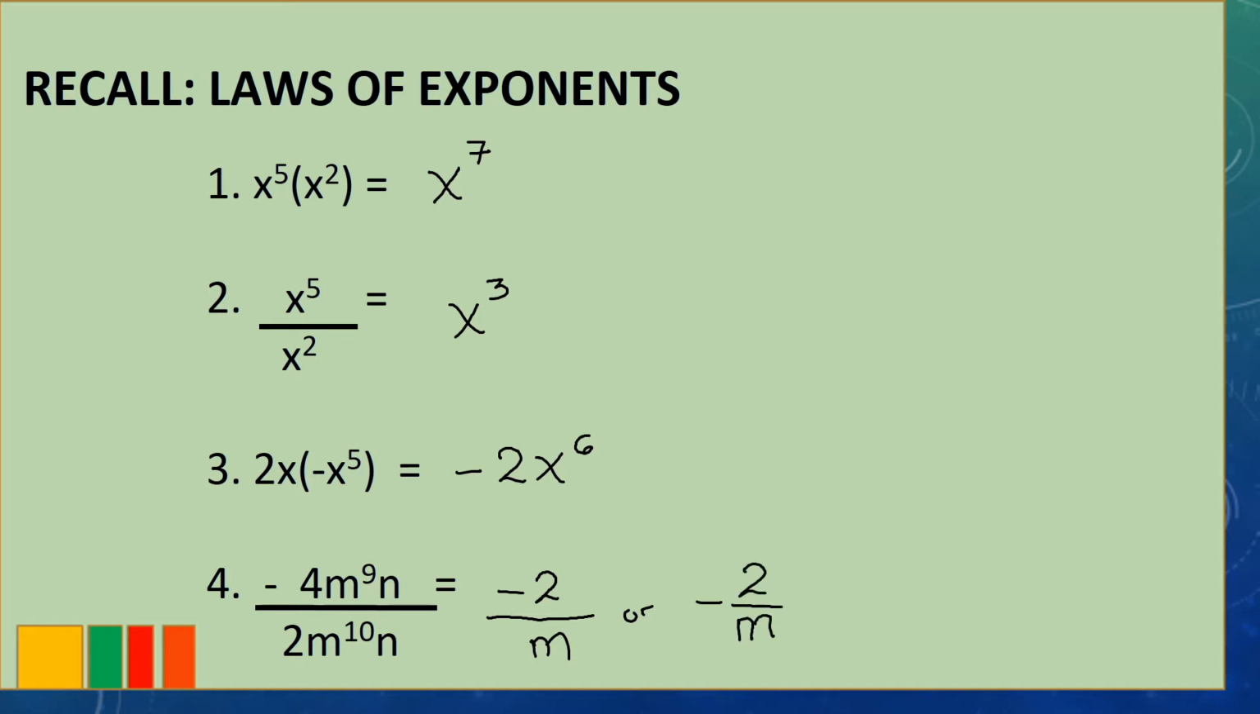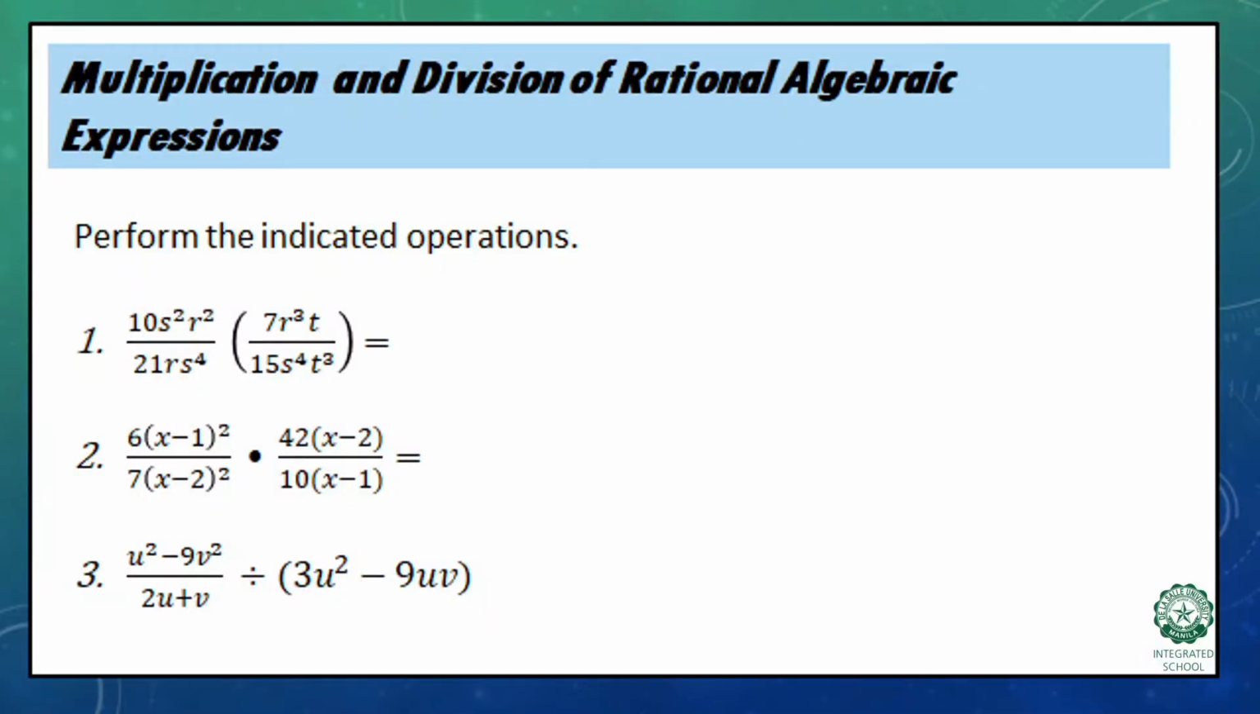Let's have our examples. Let's multiply and divide the rational algebraic expressions. For number 1, before we multiply, let's check if we can simplify the given. Observe, the 10 and 15 can be cancelled because both of them are divisible by 5. You still have 2 left when you divide by 5, and 3. 7 and 21 can be cancelled, and this will become 3.